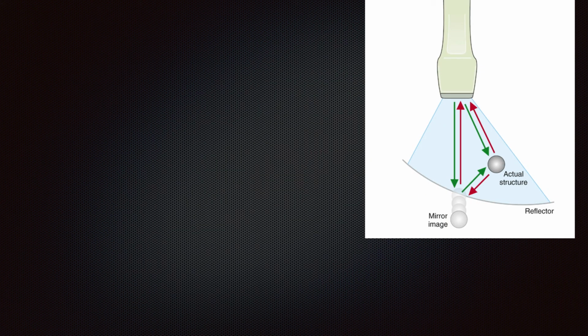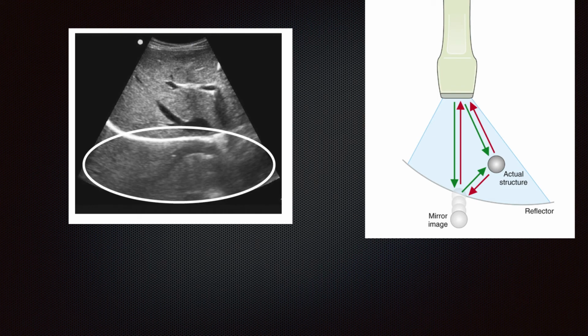The next one to be aware of is called the mirror image artifact. I think that's very interesting, and that's when a sound wave comes down and hits a curved structure that's typically very hyperechoic. Some of the signal bounces off, will hit a structure over here, bounce back to this curved structure, and then come back to the probe. So that creates this false mirror image down here below.